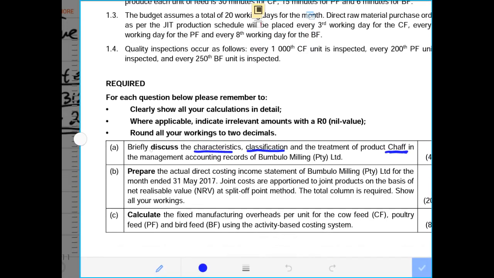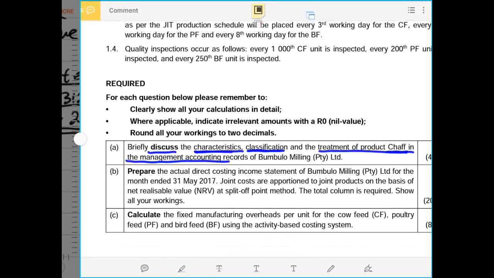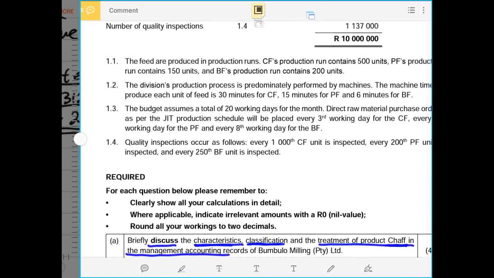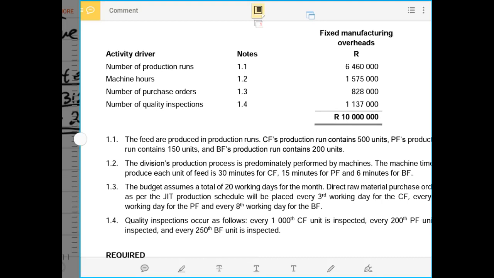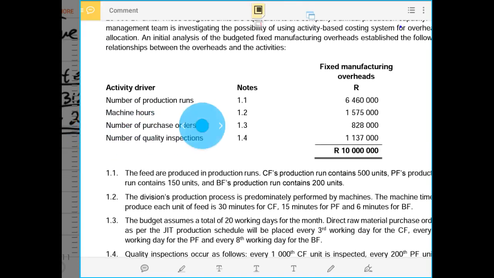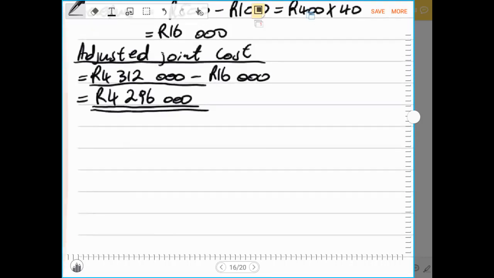So now we were asked to discuss the characteristics, classification, and the treatment of product chaff in the management accounting records of BUMBULO Milling PTY LTD. So now I will first be doing that classification for you, and the characteristics of this product. As I already told you, this is a byproduct. So I will just not write it down, but tell you what is required of this question.